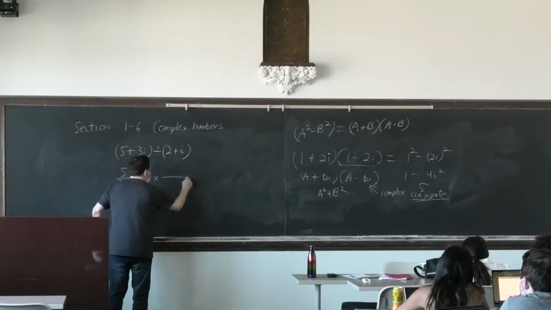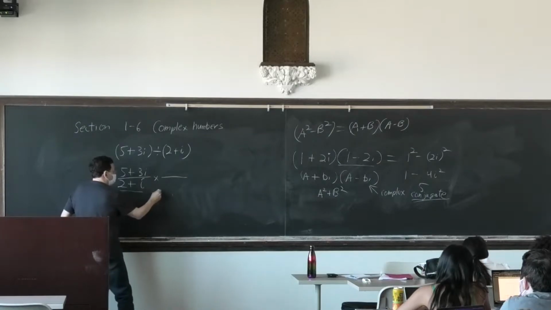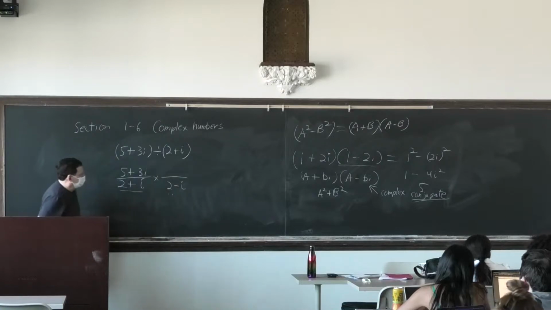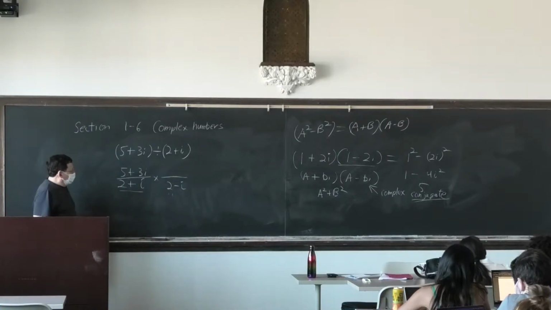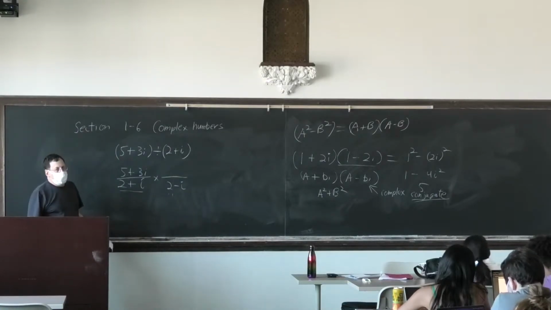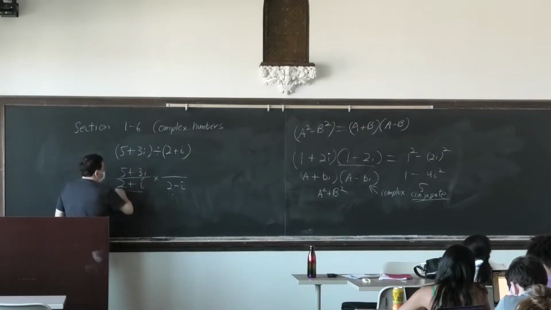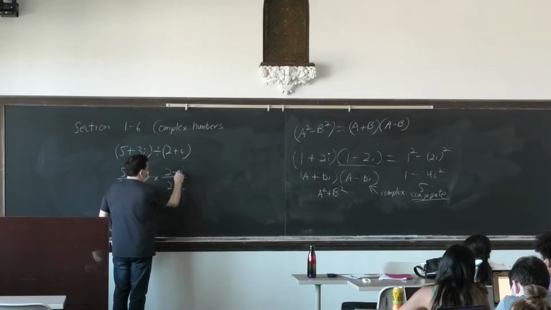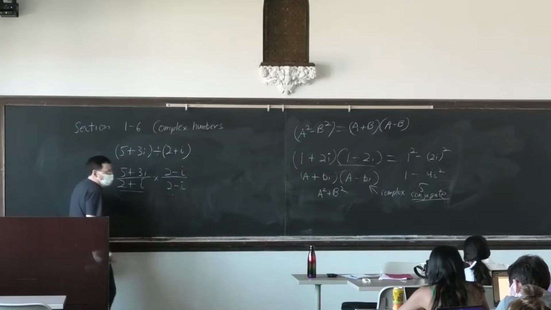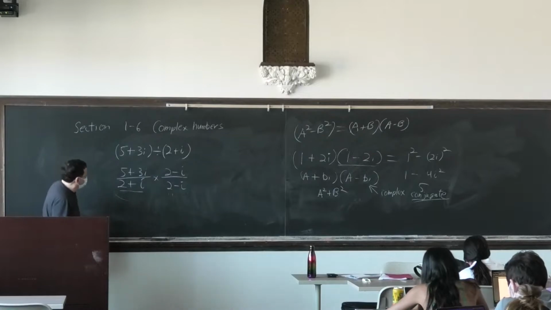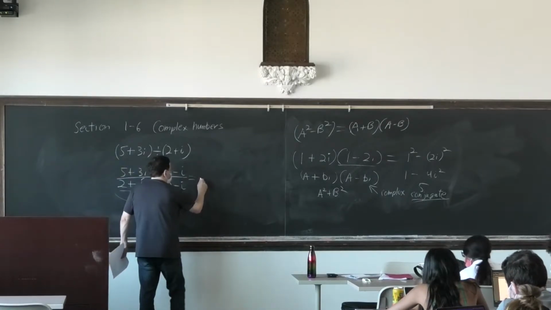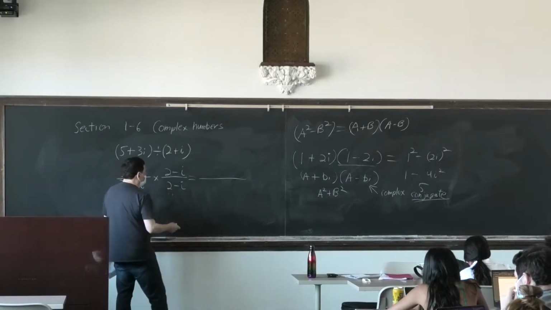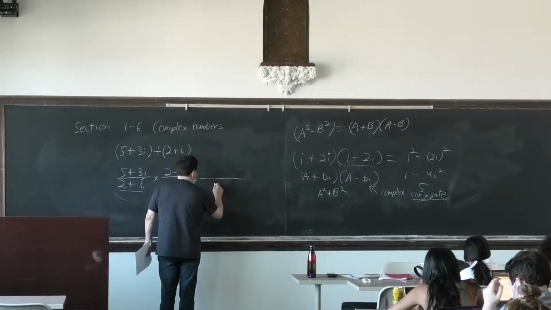Well, the way we do that is we're going to multiply the denominator by its complex conjugate. But as in all things in algebra, we don't want to change this. We have to multiply it by 1. Well, 2 minus i over 2 minus i is definitely 1. So we can do that. On the bottom, we're going to get a squared plus b squared. That's going to be 4 plus 1 or 5.